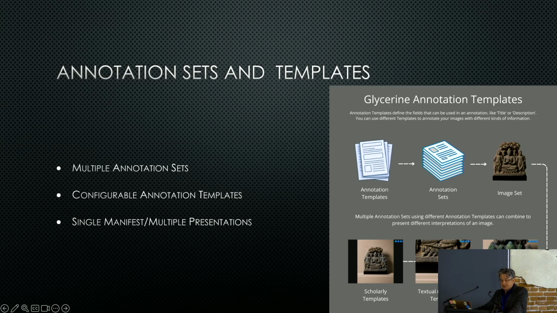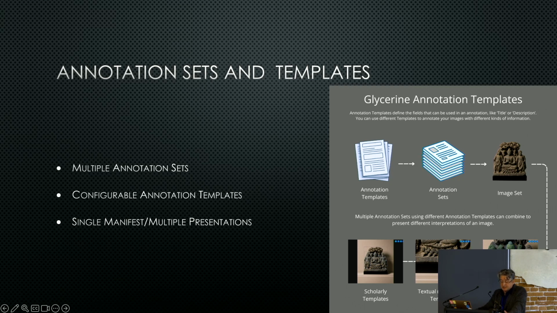So, annotation sets in Glycerine provide the capability to manage layers of annotations for different audiences. Our annotation templates feature provides the capability to define configurable sets of fields, text, dates, control vocabularies, rich text and media, and apply them to particular annotation sets or indeed to individual annotations. So permutations of annotation sets and templates support the implementation and publishing of any number of distinct presentations from the same manifest.